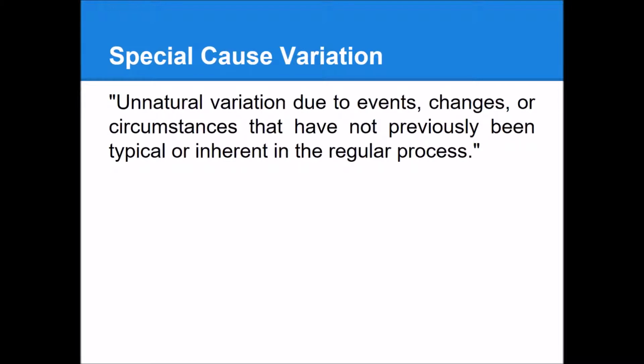It is an unnatural variation due to events, changes, or circumstances that have not previously been typical or inherent in your regular process. If 3 standard deviations on either side of the mean account for 99.73% of the values that occur with natural variation, a data point outside of that range has less than a 0.25% chance of being due to natural variation in your system. In other words, if you see a data point like that, it's very unlikely to be normal for your system.